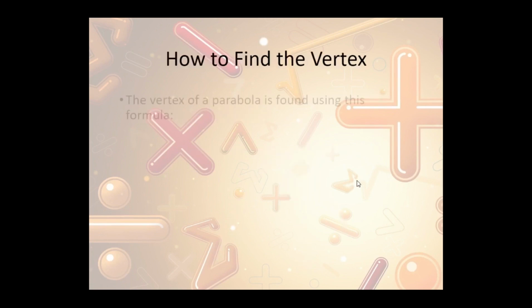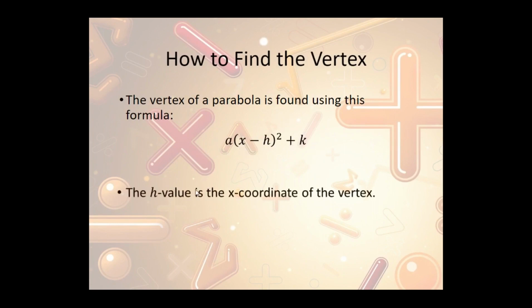Now, how do we find the vertex? The vertex of a parabola is found by using this formula: a times (x minus h) squared plus k. This should look pretty familiar because it is basically the completing the square of a quadratic. So the h value is the x coordinate.